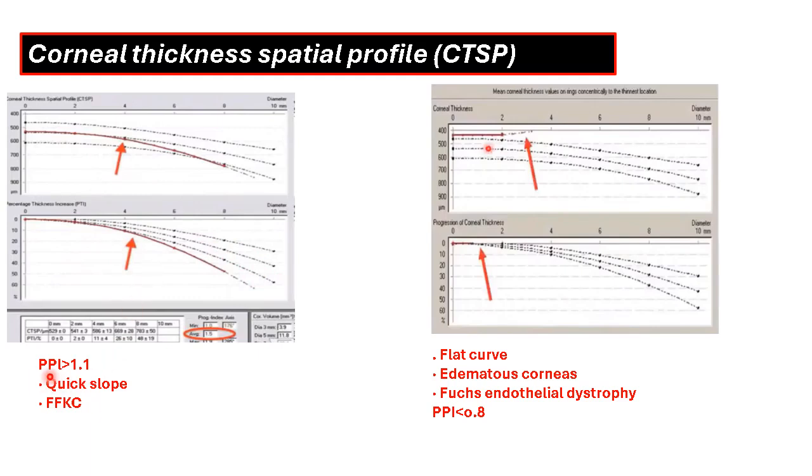And you can see that the Biomechanics progression index is also more than 1.1. Similarly here, the Biomechanics progression index is less than 0.8, which indicates thick cornea. And the curve is going straight like this, a straight, flat curve. So this indicates thick cornea, like in Fuchs endothelial dystrophy or edematous cornea.